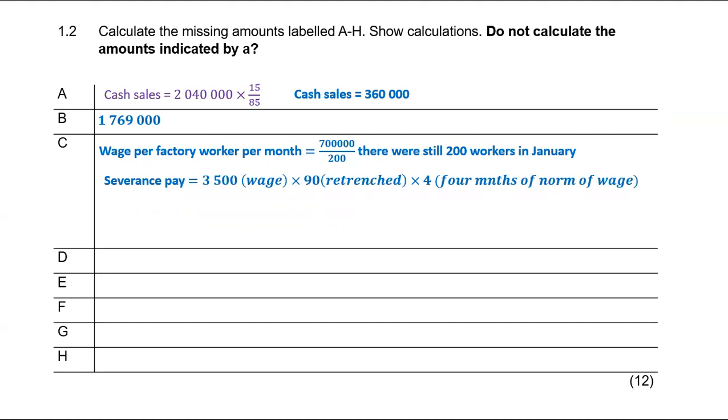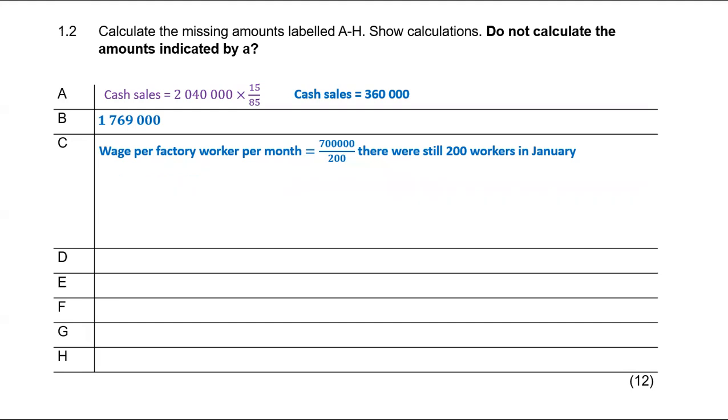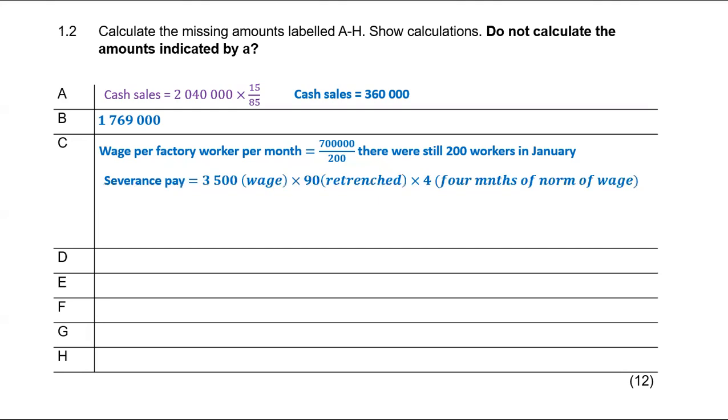Please note that when you take 3.5, which is the wage rate, and multiply by the number of employees, it'll give you wages paid to all 90 employees per month. But we're not just paying them a monthly wage, we're paying them a wage that is worth 4 months. That's why we're multiplying it by 4, and that will give us severance payment of 1,260,000. All right. Let's go to the next one, which is D.